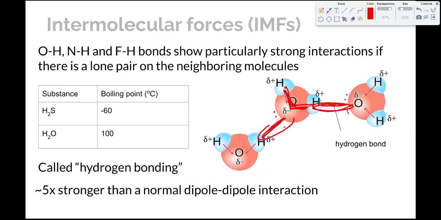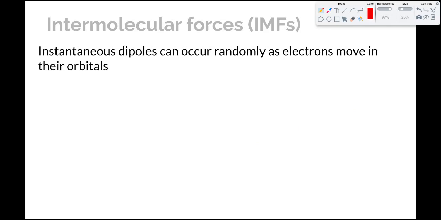H2S has a boiling point of negative 60 degrees Celsius, which means it's a gas at room temperature. Water, we actually have to heat it up in a kettle to make it boil, and that's because the hydrogen bonding is much stronger than the ordinary dipole-dipole interactions that happen in H2S. So that explains what happens between polar molecules, and between polar molecules that are particularly strong because they have an OH, an NH, or an FH bond in it.